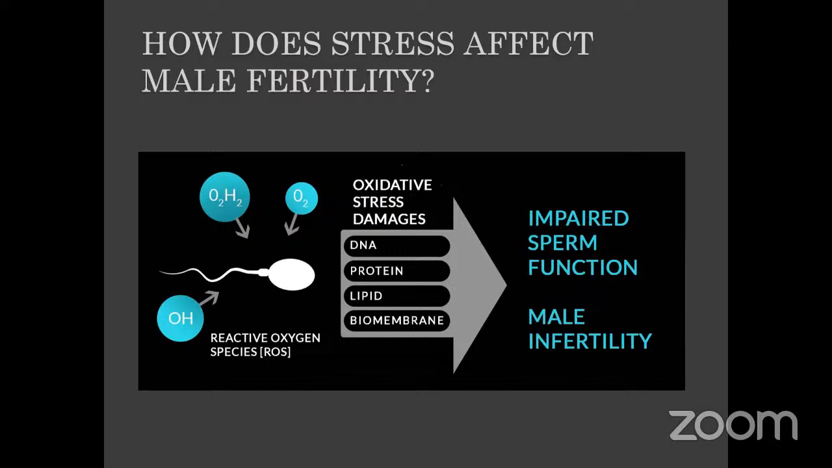So what happens is that there is an excess of oxidative free radicals or reactive oxygen species being produced, like H2O2, hydroxyl and oxyl ions. This damages the sperm DNA, protein, lipid, and biomembrane. End result being an impaired sperm function and male infertility. Next.